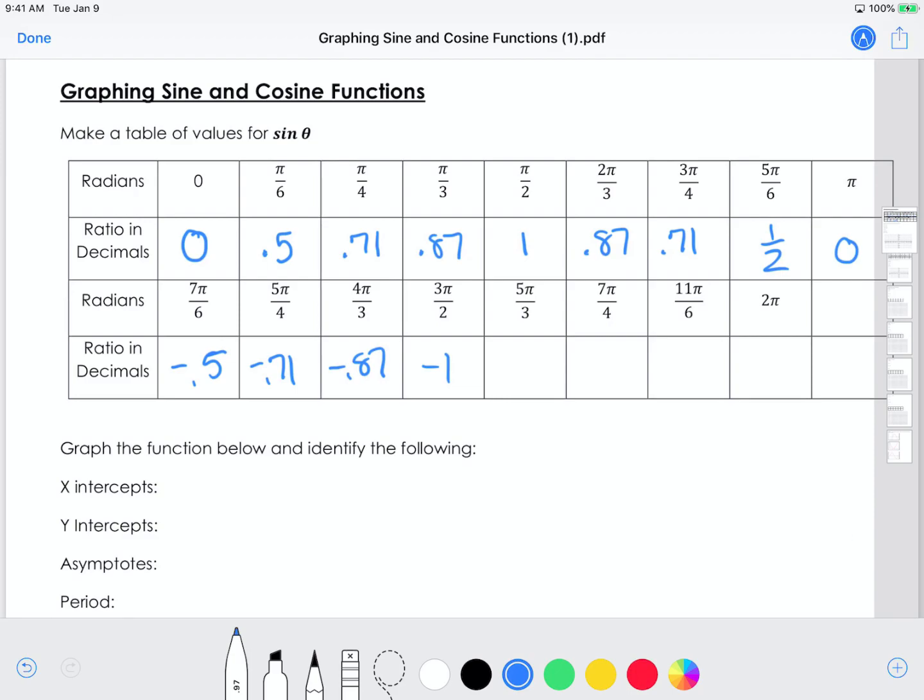5 pi over 3 would be negative 0.87. 7 pi over 4, which would be negative 0.71. 11 pi over 6, which would be negative 0.5. And then at 2 pi, back to 0 again.